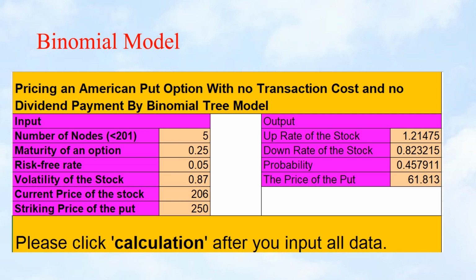Up rate means increasing. If the rates are increasing, that is the up rate. Down rate means decreasing. Then the probability. What is the probability of increase or decrease?